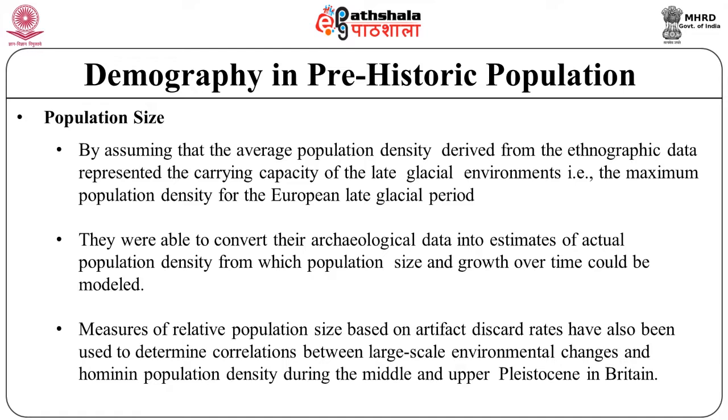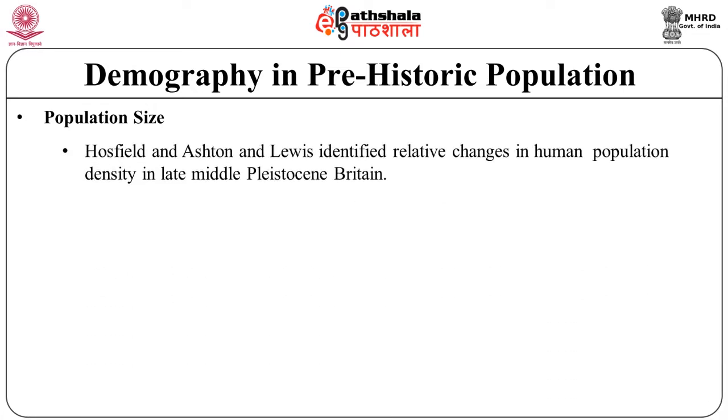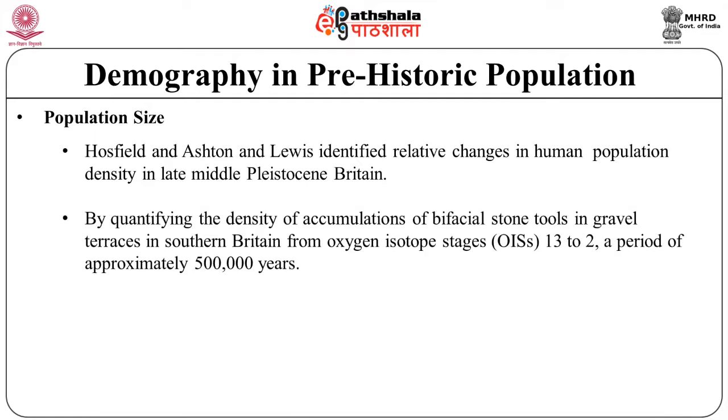Measures of relative population size based on artifact discard rates have also been used to determine correlation between large-scale environmental changes and hominin population density during the Middle and Upper Pleistocene in Britain. Horsfield and Aston and Lewis identified relative changes in human population density in late Middle Pleistocene Britain by quantifying the density of accumulation of bifacial stone tools in gravel terraces in southern Britain from oxygen isotope stages 13 to 2, a period of approximately 500,000 years.